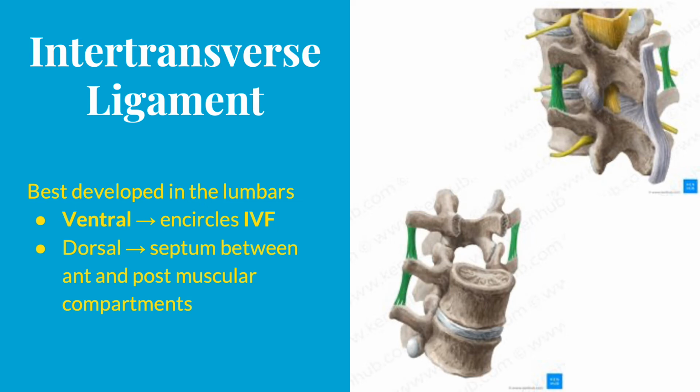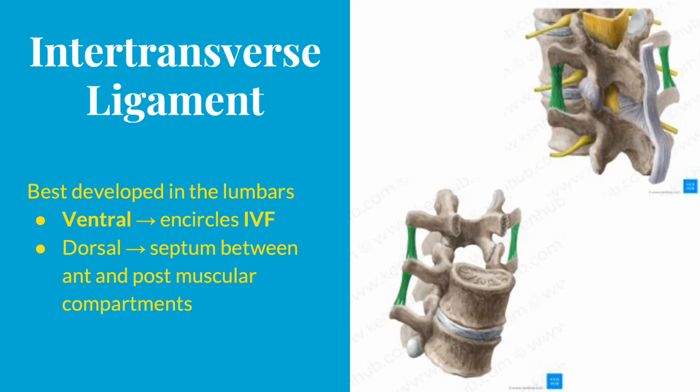Again, shockingly, this is going to be best developed in the lumbars. Important and TQ points here are that in that lumbar region, we're going to have a ventral part and a dorsal part. So the ventral part of the intertransverse ligament is going to encircle that IVF, and the dorsal part forms a septum between the anterior and posterior muscular compartments. So both of these have come up typically in multiple choice style questions before.